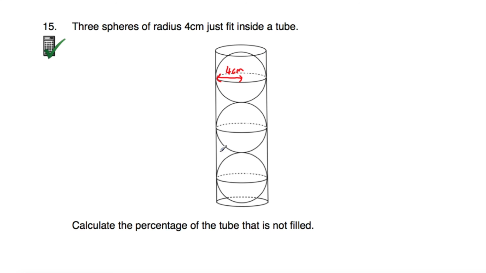So that'll be the volume that's not filled. And then we'll write that as a percentage, so the percentage of the tube. So we'll convert it as a fraction and then convert that to a percentage. So let's find the volume of each of the spheres to begin with.